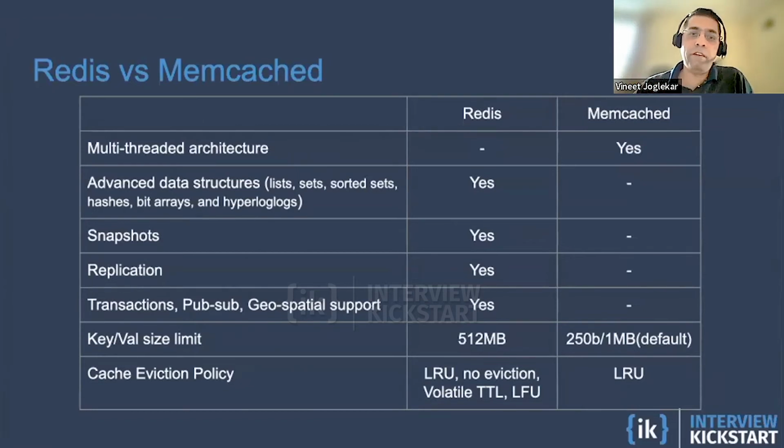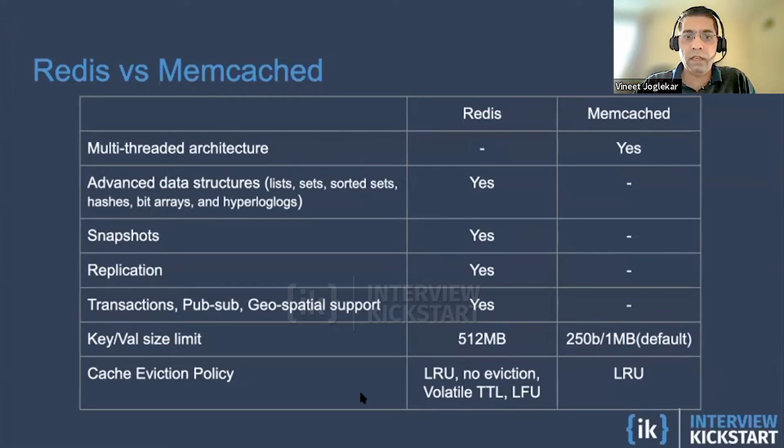So if you have a very simple application, limited data, no need of persistence, something to set up very quickly, and you want to take advantage of multi-threaded architecture, I would say you can use Memcached. But for all other practical purposes, I think Redis works pretty good because it offers very rich sets.